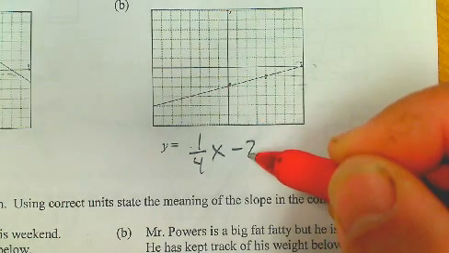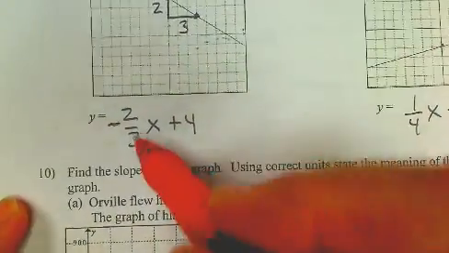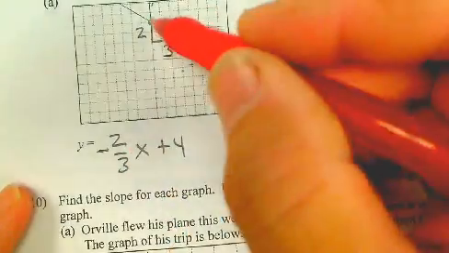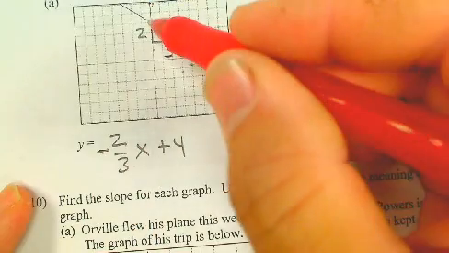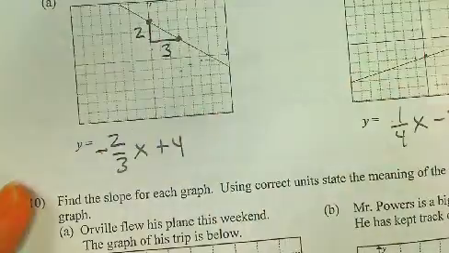Starts off at (0, -2) and goes up 1 over 4, and that's where the slope came from. It's going downhill, so I know it's a negative slope, and it goes down 2 over 3, down 2 over 3. Starts off at (0, 4).